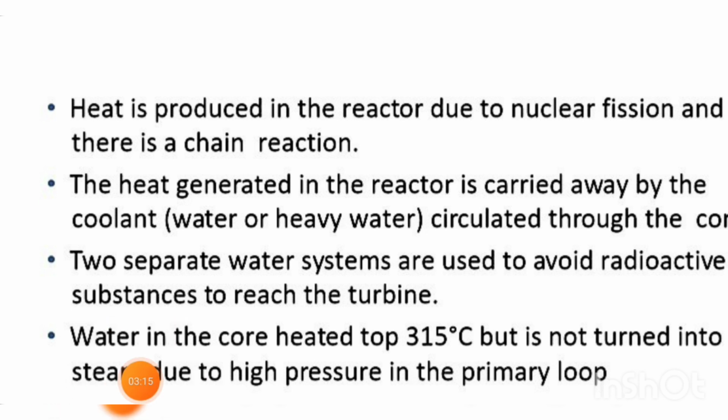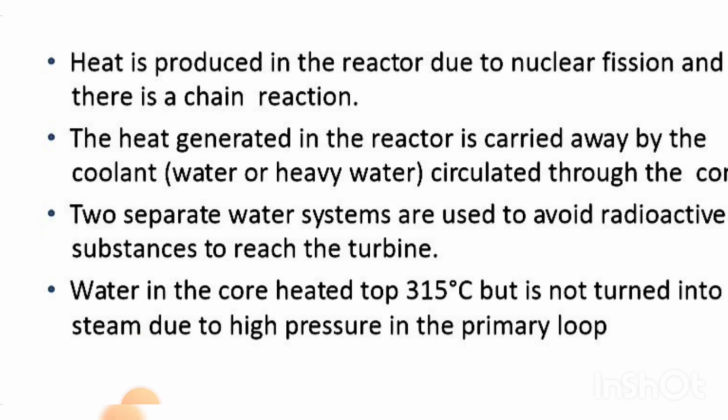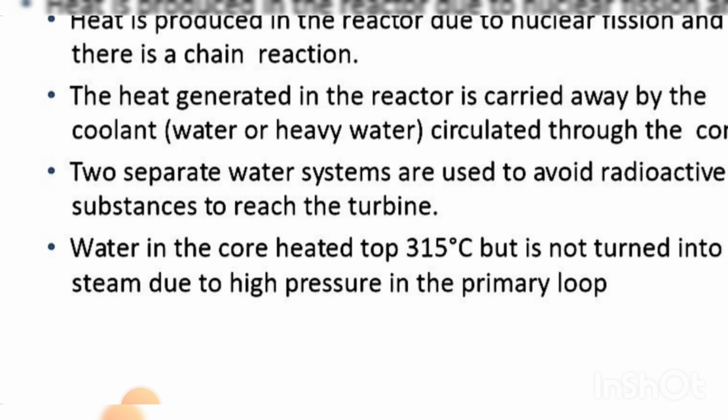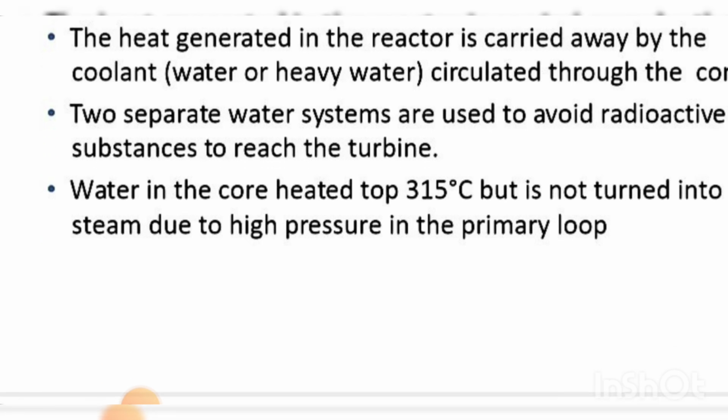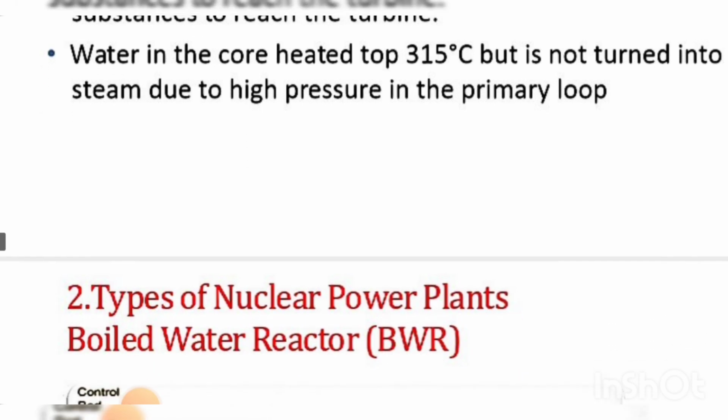Heat is produced in the reactor due to nuclear fission, and there is a chain reaction. The heat generated in the reactor is carried away by the coolant. It can be water or heavy water according to need, circulated through the core. A separate water steam loop is used to avoid radioactive substances reaching the turbine, and the water core is heated up to 315 degrees centigrade, but does not turn into steam due to high pressure in the primary loop.